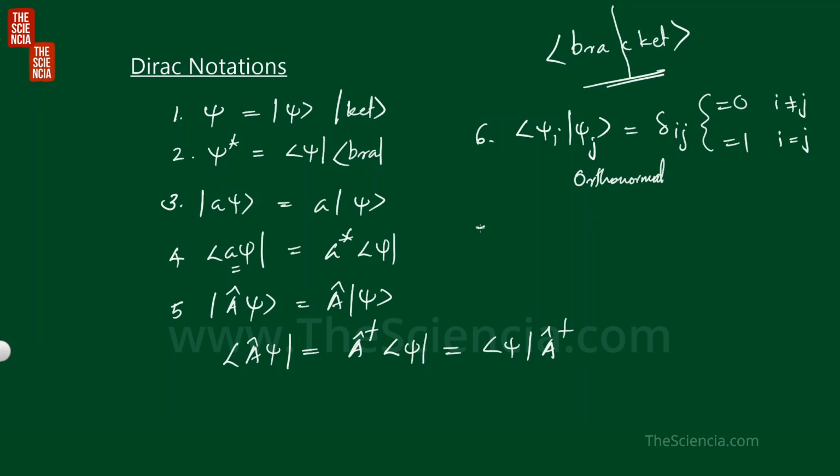And seventh notation is the expectation value of an operator. So that is equal to integral psi star O psi dx, or we can represent this as bra psi O psi. So these are some common Dirac notations we use throughout quantum mechanics.